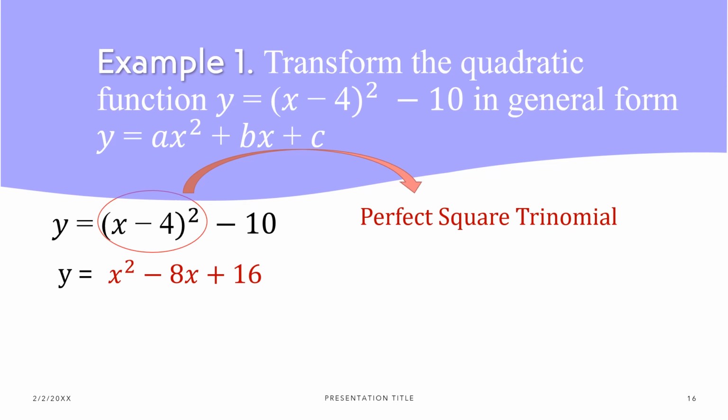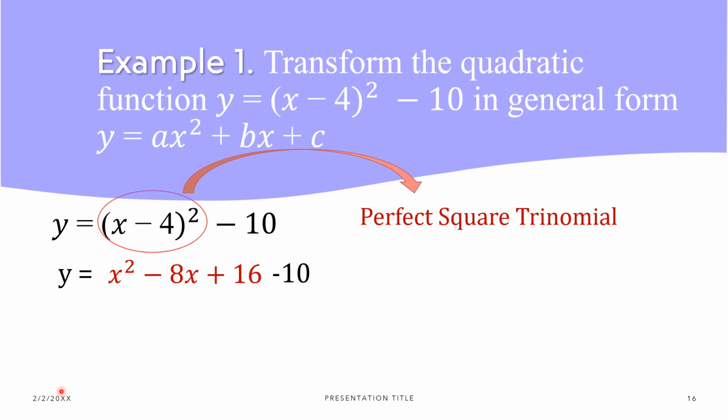So, how? Where did this come from? We square the first term, so x squared. Twice the product of the first and the second term. So, 2 times x, 2x, times negative 4, that is negative 8x. Then, square the last term, negative 4 squared, that is positive 16.